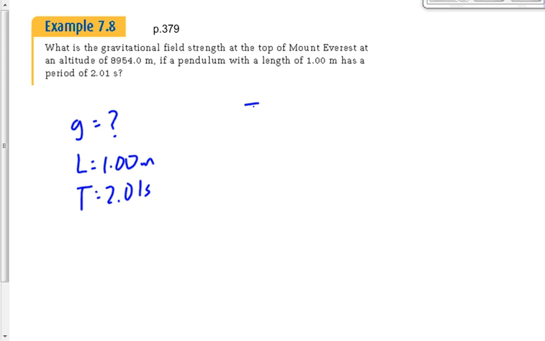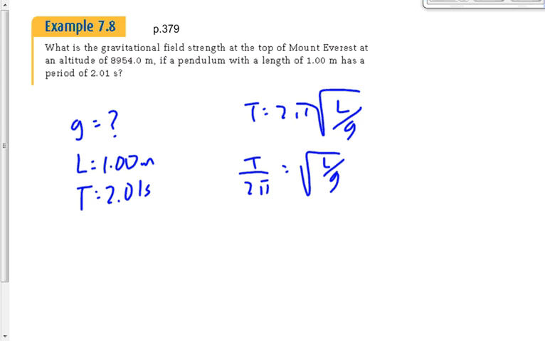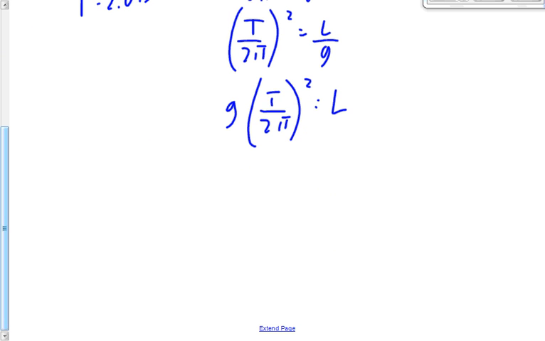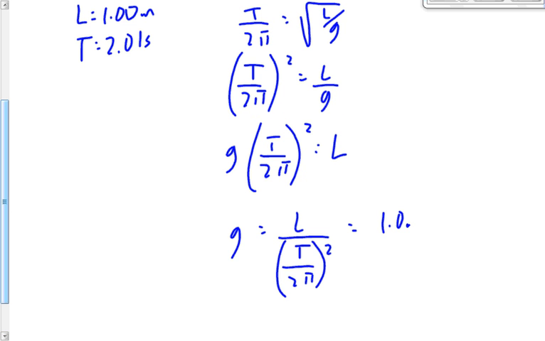Let's say T is equal to 2 pi square root of L over g. Let's take the 2 pi over by dividing. Let's take the square root over by squaring. Let's take the g up by multiplying. And now let's take the T over 2 pi squared over by dividing. So, we've got a length of this pendulum of 1 meter. We've got a time of 2.01 seconds over 2 pi brackets.